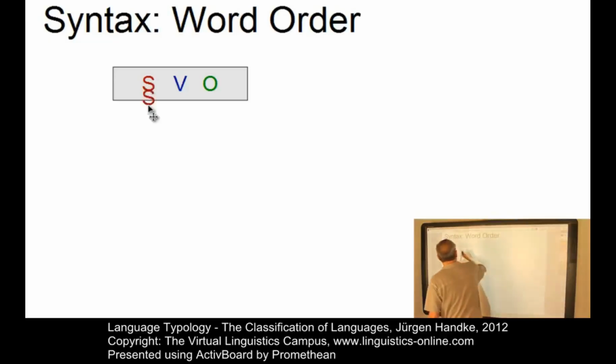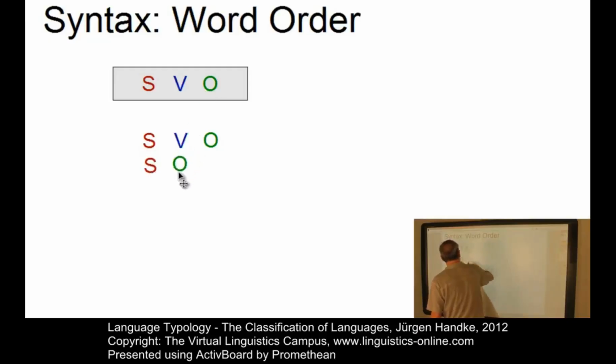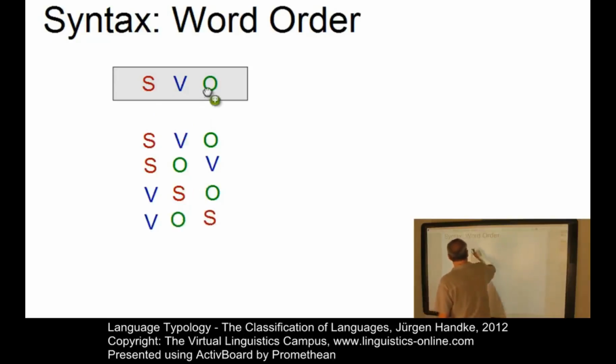For example, languages could exhibit the SVO structure. Then languages could be organized in terms of SOV. Another possibility is to have the verb in the first position, then the subject, and then the object. Or to have the verb in the first position, then the object, and then the subject. And it's also imaginable that languages start their sentences with objects, then the subject, and then the verb. Or they have a structure where the object is followed by the verb and then the subject.